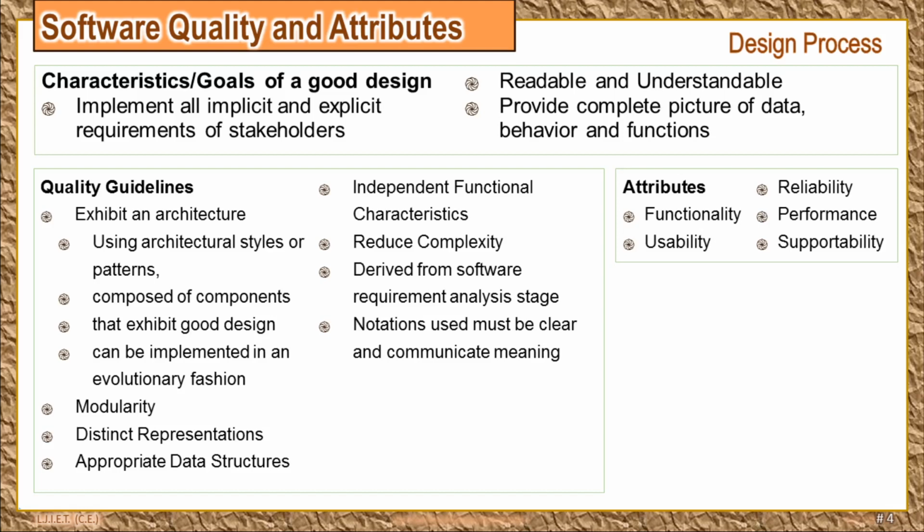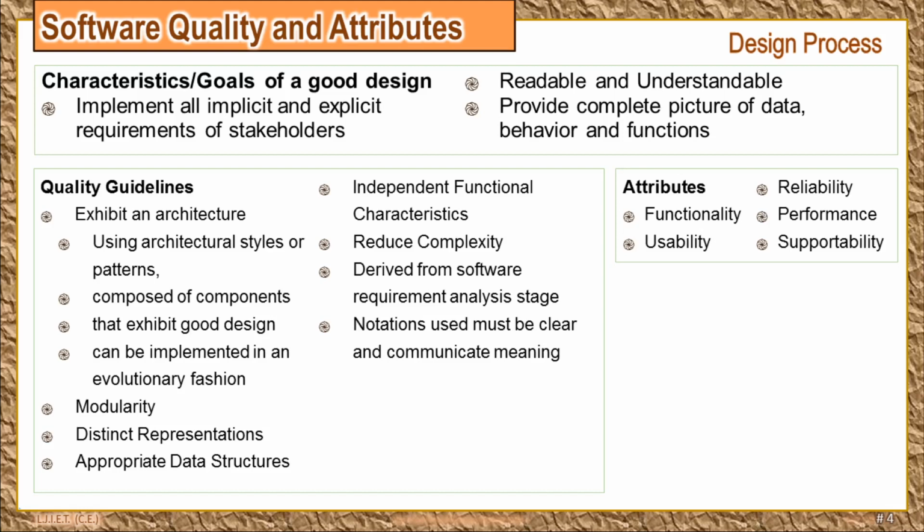Each of these characteristics is actually a goal of the design process, but how are you going to achieve them? You can achieve them through quality guidelines and quality attributes. Let us move on to quality guidelines first. A design should exhibit an architecture that has been created using recognizable patterns. It should be composed of components that exhibit good design characteristics, and it can be implemented in an evolutionary fashion.